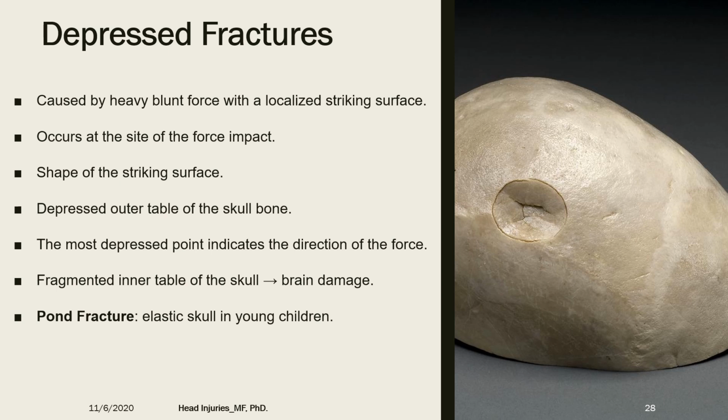If a depressed fracture happened in an infant, usually the skull is elastic, and it forms a kind of fracture called the pond fracture, where there is only an indentation of the outer table, but there is no actual fracture in the skull bones.